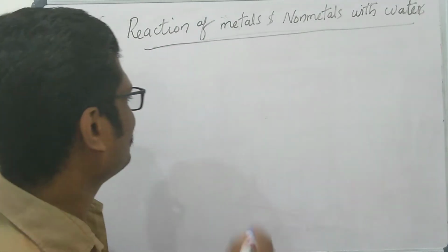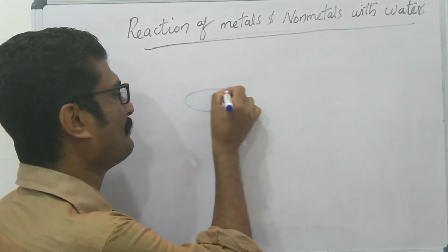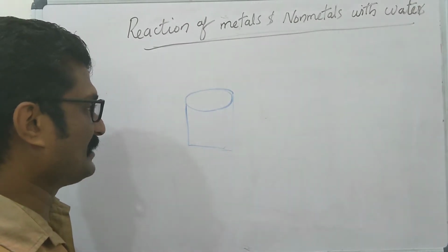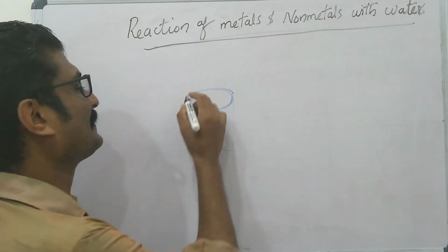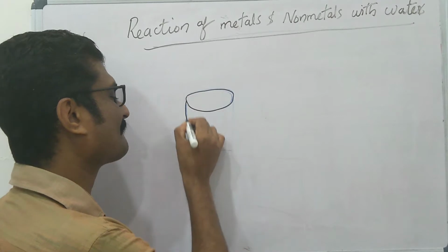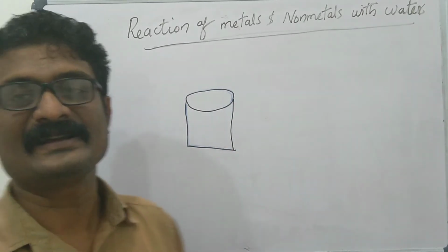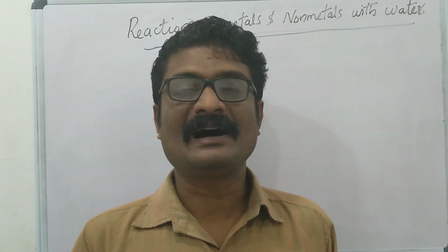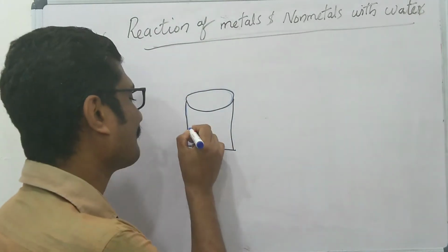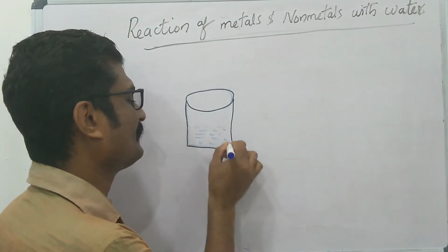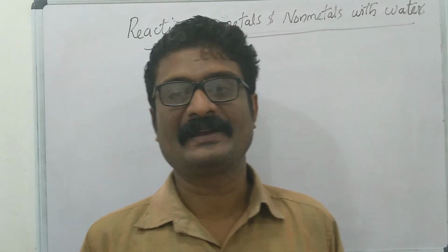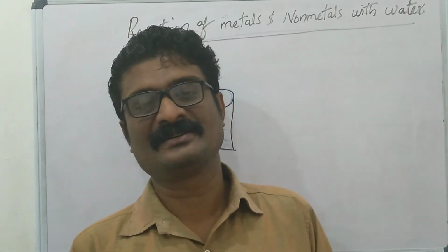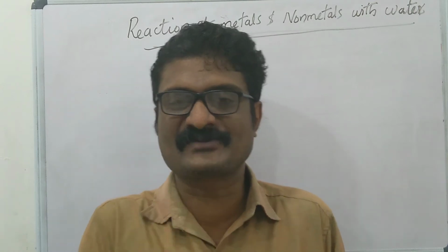Please listen. Take a 250 ml beaker. Then fill half of it with water. Then carefully cut a small piece of sodium metal.